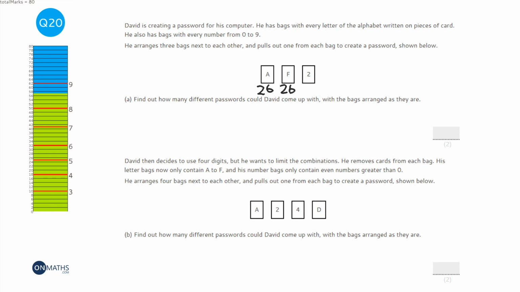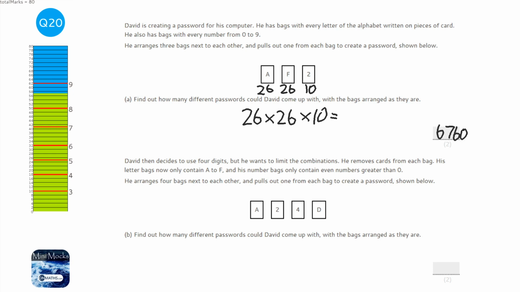Now we've got to be careful here because 0 is counted, so there are 10 numbers in that bag, because there's 1, 2, 3, 4, 5, 6, 7, 8, 9, but there's also 0, so that's 10 in total. And to get the amount of combinations, all we do is 26 times 26 times 10. And we'll use a calculator for this, so 26 times 26 times 10 is 6,760, which seems quite a lot, but there we go.